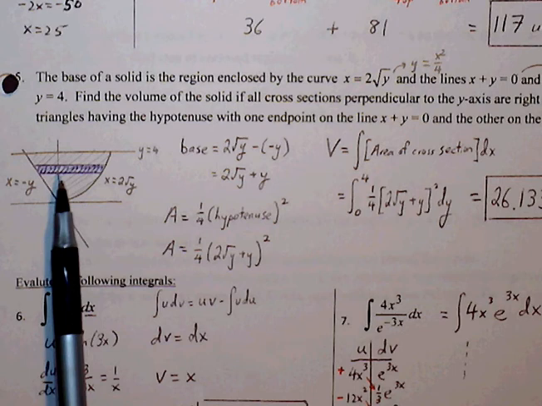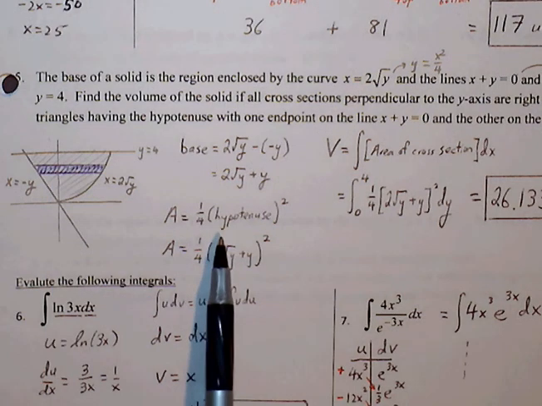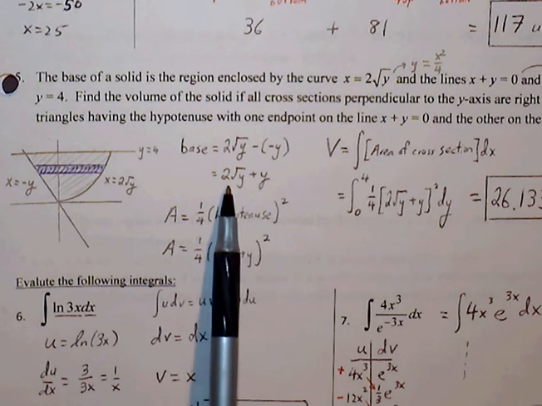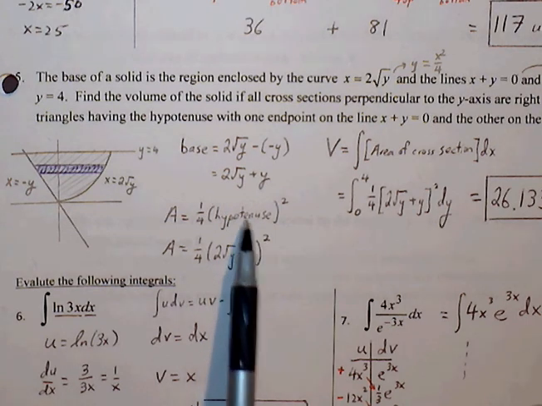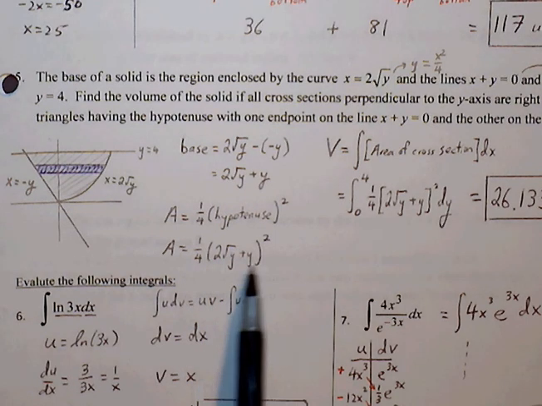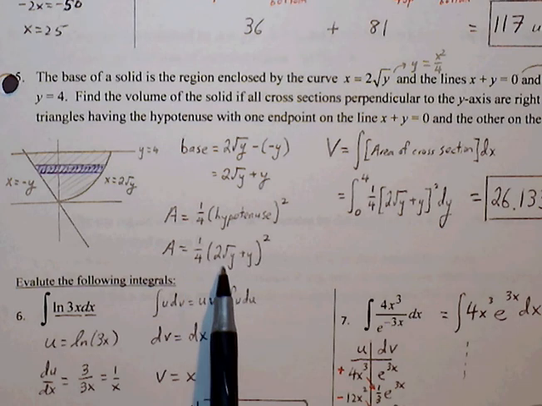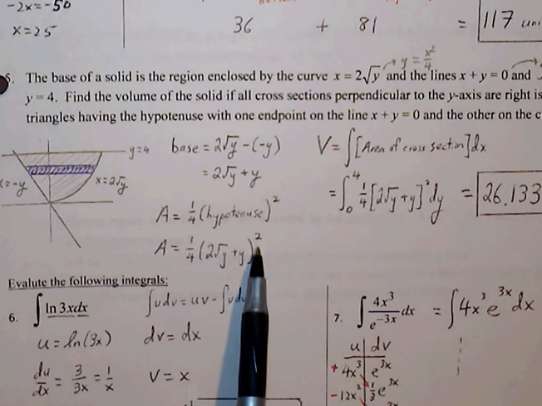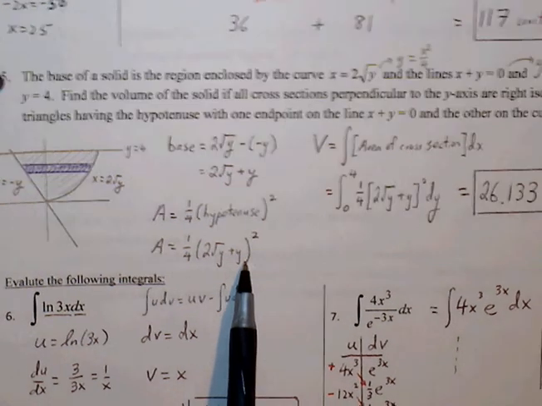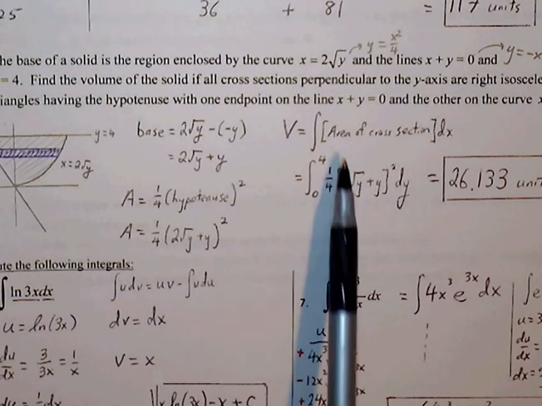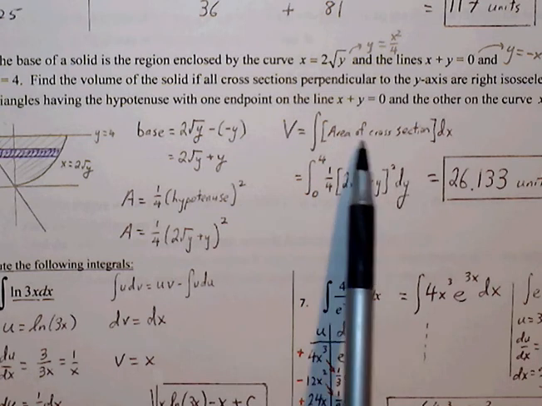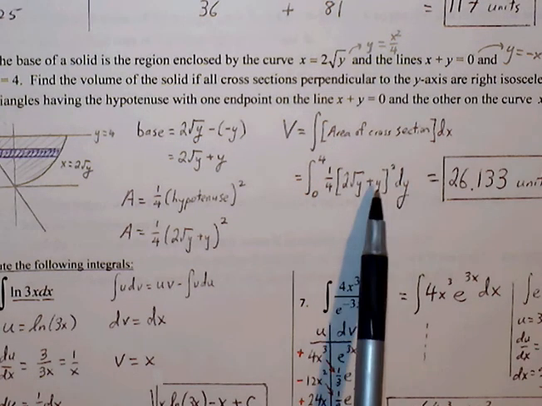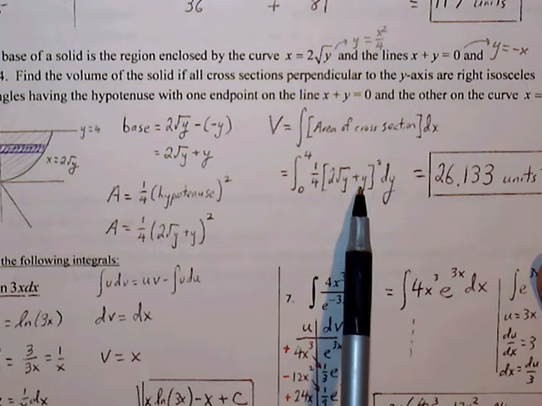And then the formula for the area with the hypotenuse as the base is 1/4 hypotenuse squared. So if this represents the hypotenuse, we can plug this in the formula. So the area of the cross section is simply 1/4 times 2 root y plus y, quantity squared. Now we're not only finding area, we're actually finding the volume. So we have to plug it into the formula, which is the integral of the area of the cross section. So all this gets replaced with 1/4 times 2 root y plus y, quantity squared.